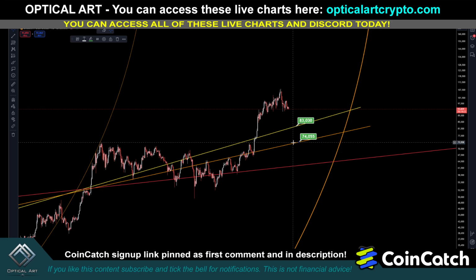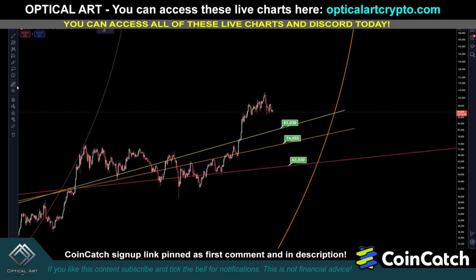But 74,000 needs to hold for me to be bullish. Again, if 74,000 becomes resistance, then I'm starting to get bearish, and I'm pretty sure if we cross this ring we will get a major drop. Below that point, your next major key support level is right around 63,000.